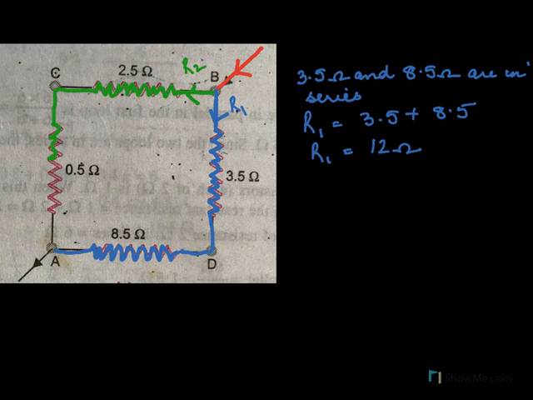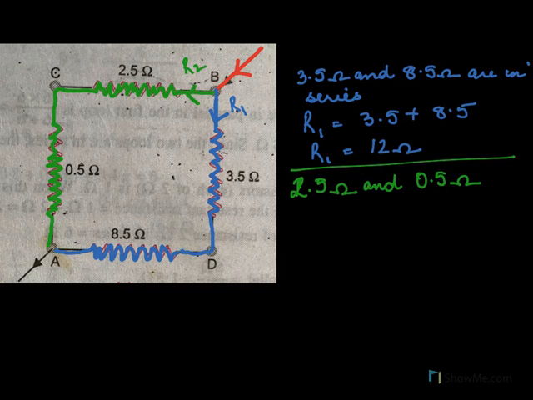Now for the next, R2: the current flows here, it flows through 2.5, then it goes out here, it flows through 0.5 and it comes here. So for R2, I can say 2.5 ohms and 0.5 ohms are connected in series. Why in series? Because it is the same current that is flowing through both. So my R2 will be 2.5 plus 0.5, so R2 will be 3 ohms.